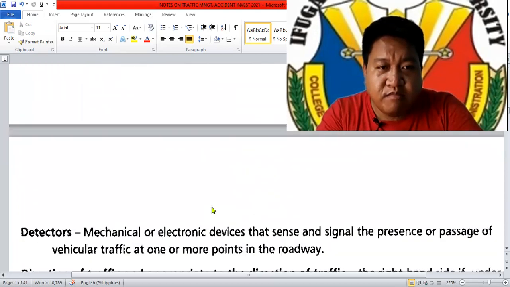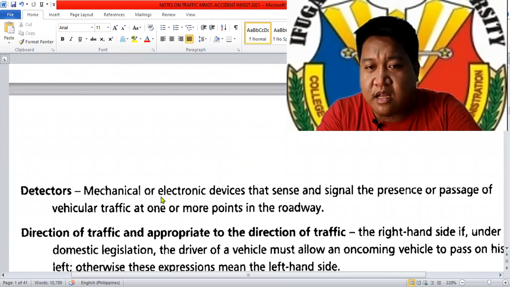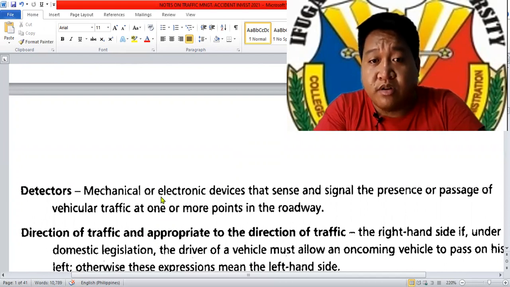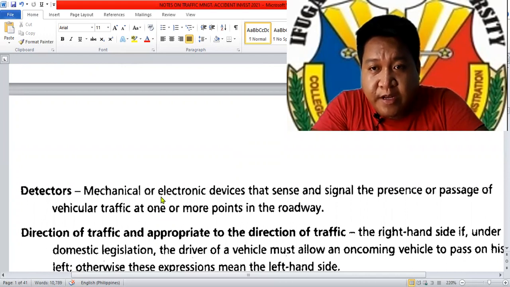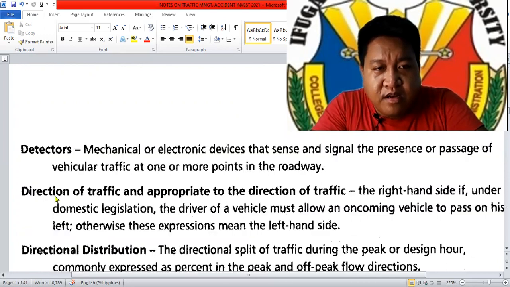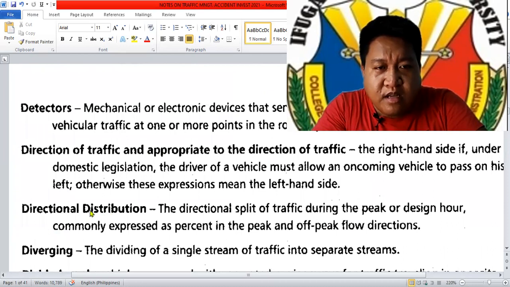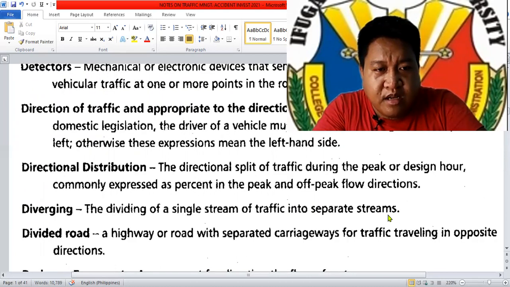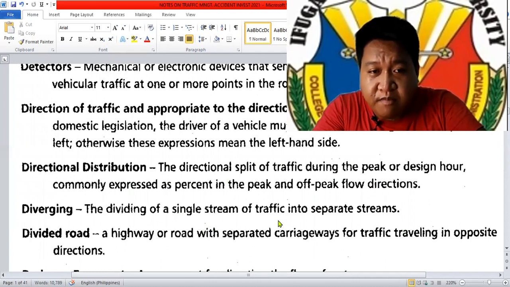So next term is detectors. That is a mechanical or electronic device that sends a signal of the presence or passage of vehicular traffic at one or more points in a roadway. Okay? Then direction of traffic and appropriate to the direction of traffic, pakibasa na lang yan. Then direction distribution, that is the direction split of traffic during the peak or the design hour. Then diverging, that is dividing a single stream of traffic into separate streams.